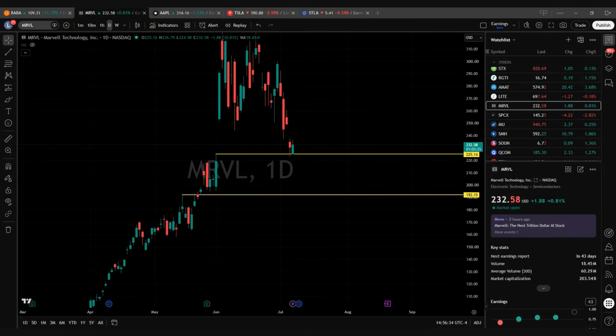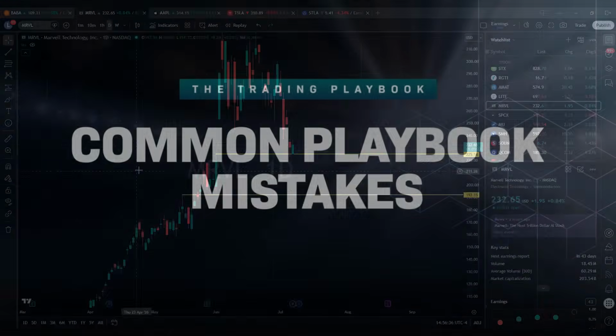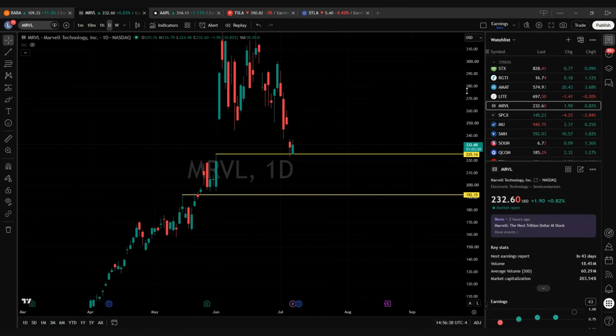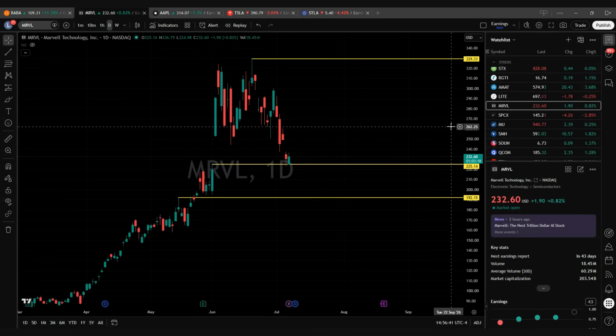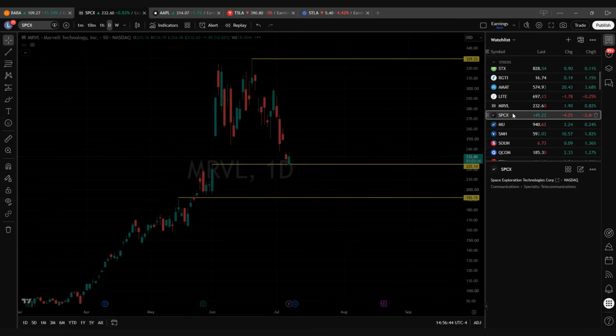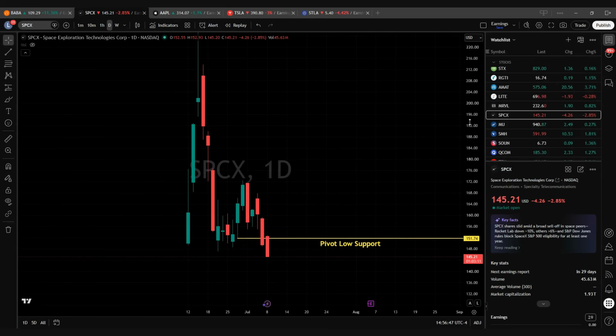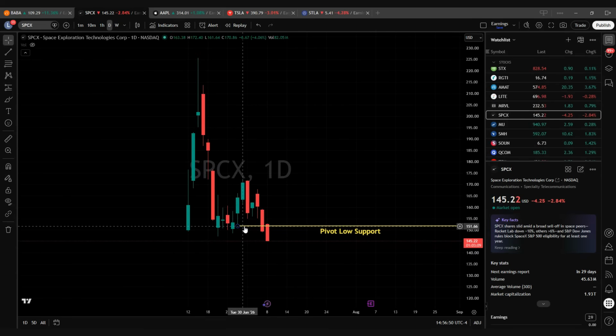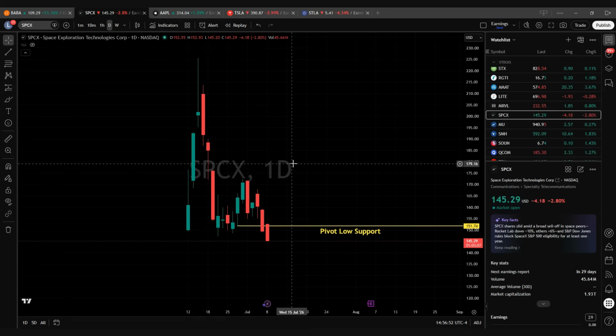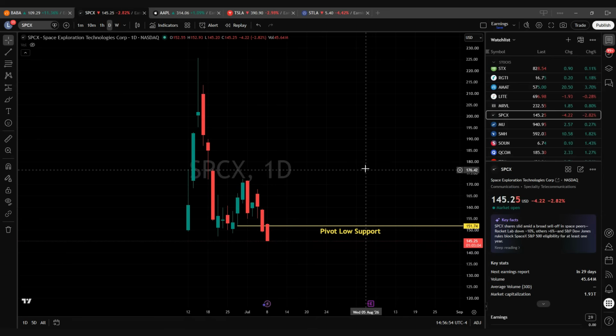But there are some common playbook mistakes that you guys have to watch out for when you're choosing to trade this. Like I said before, not all pivots are created equal, and such is the case for something like SpaceX, right? On SpaceX, we came down and hit this pivot previously around 151, 152, and absolutely crushed it, making new all-time lows this week. But your question might be like, well, Lawton, why didn't that work? If pivots are supposed to work, how come we didn't get a bounce there?